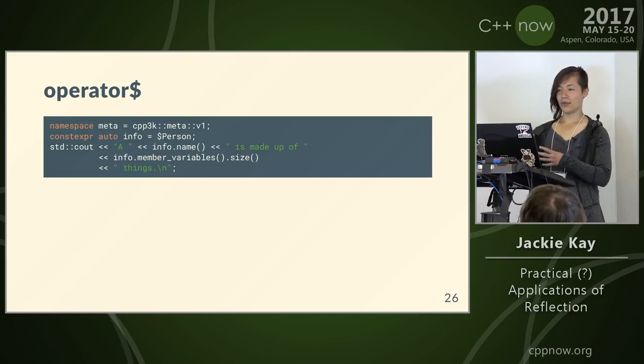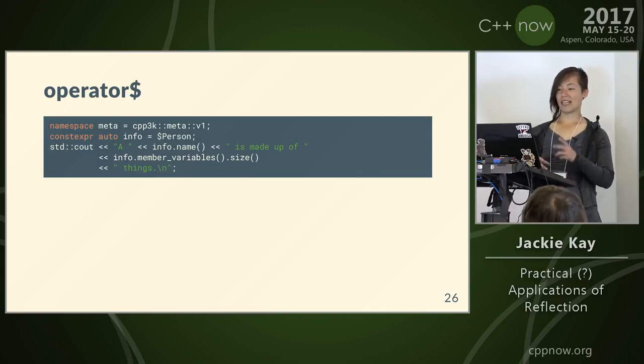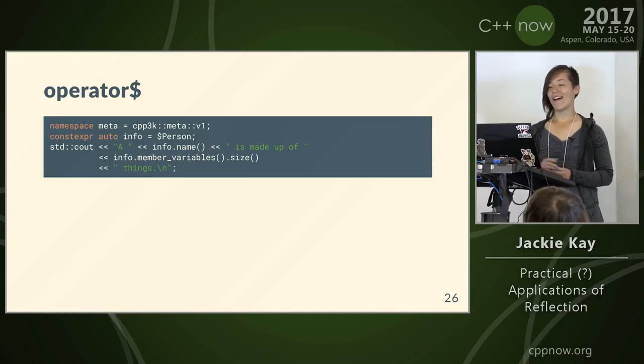And you use the $ sign to reflect on a type, and that gives you a constexpr value back. And you query that using value semantics. So you can use metainfo.name to get the array as a const char star. You can do .member_variables, and that gives you this sequence. It's not a tuple, it's something different. And then you can query the size of that.